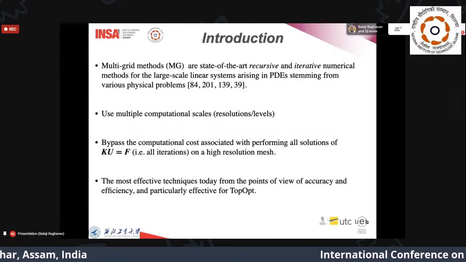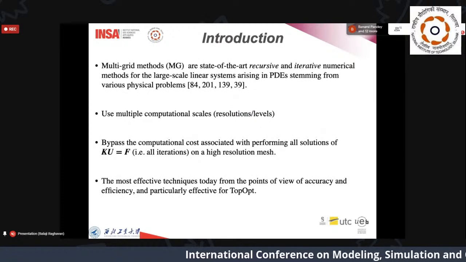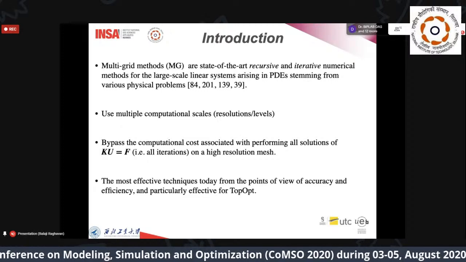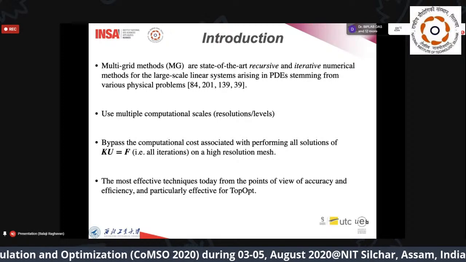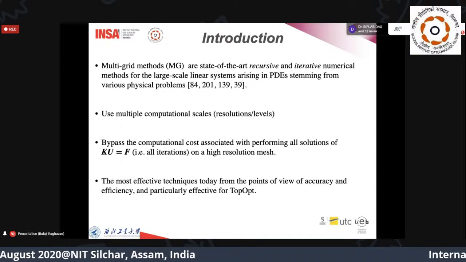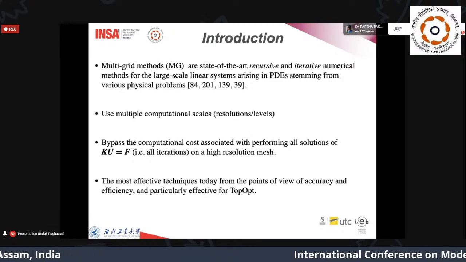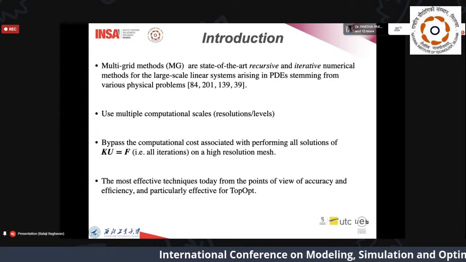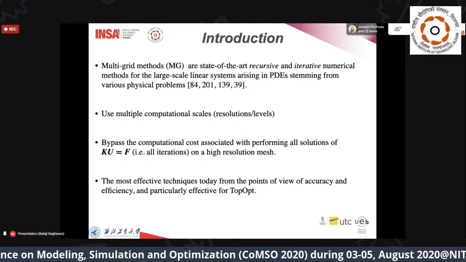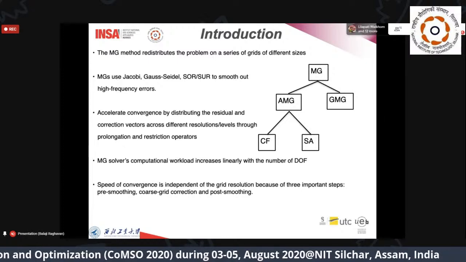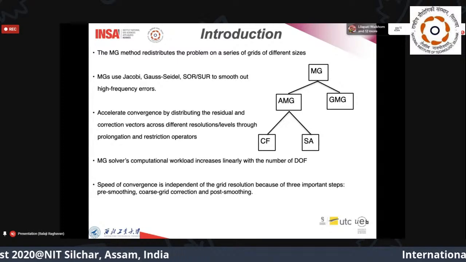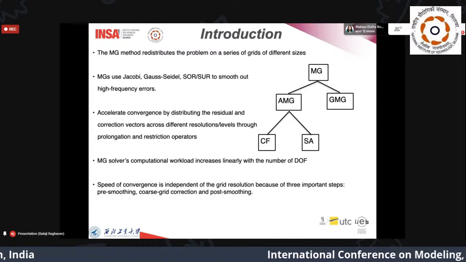Multigrid methods. These are the most effective, bar none, methods for topology optimization. The whole idea is, do you have to solve everything on the highest resolution mesh, or can you iteratively use solutions on a lower resolution mesh? Remember, KU equals F is easier to solve on a lower resolution grid, but we want a solution on a higher resolution grid. So the whole idea is we have multiple levels of resolution. The multigrid method essentially redistributes the problem on a variety of grids of different sizes, and they try to accelerate convergence. Okay.